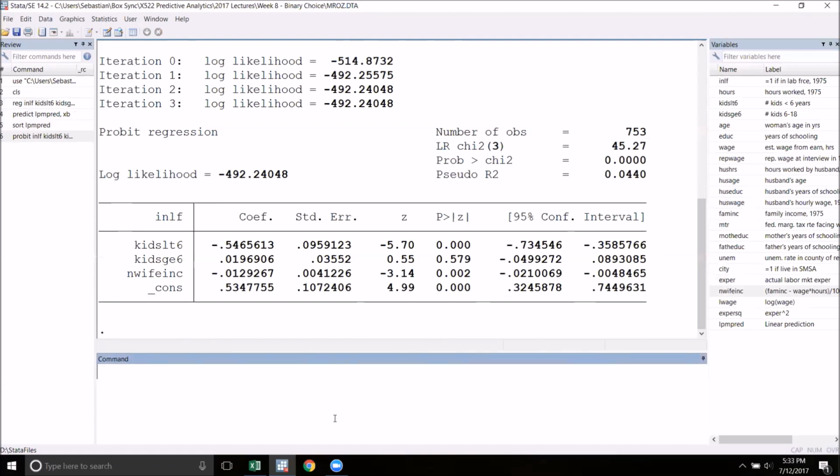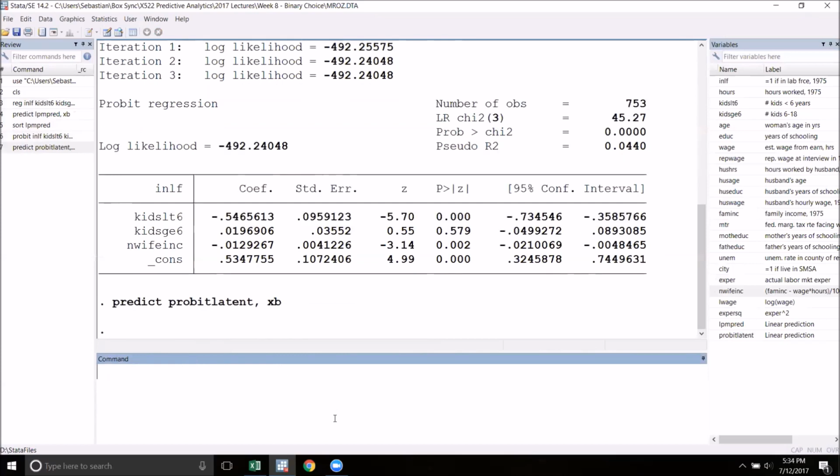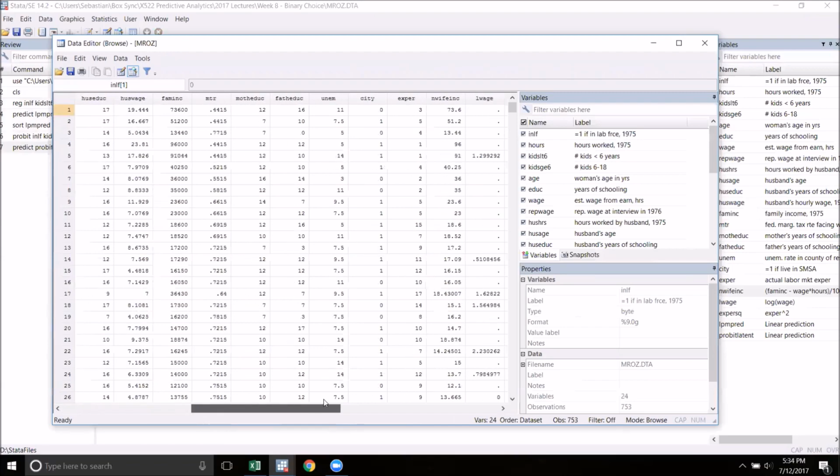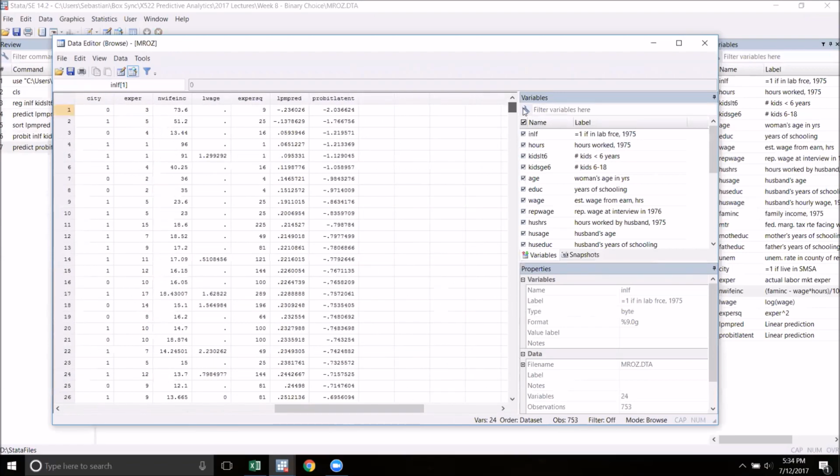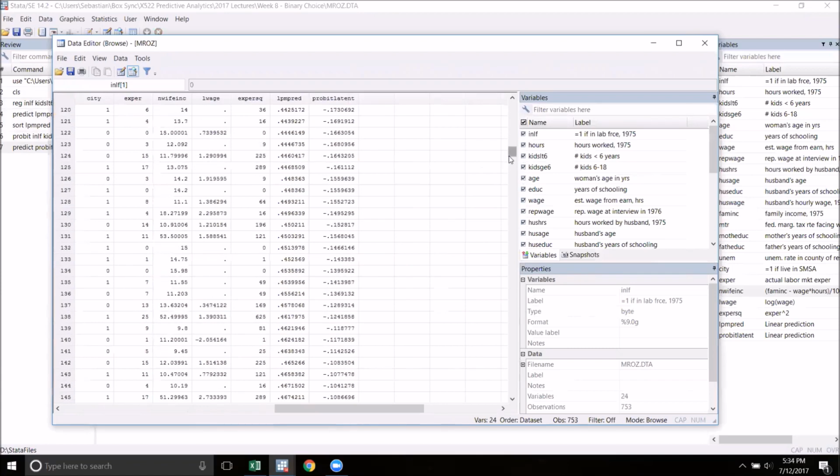So if we go and predict using the xb option, we're actually not going to get the probabilities. We're actually going to get the latent variable. I'll call this probit_latent and use the xb option. When I go into the data browser, you can see that we have a bunch of negative and positive numbers, but these are not actually probabilities. Many of them are in fact negative.